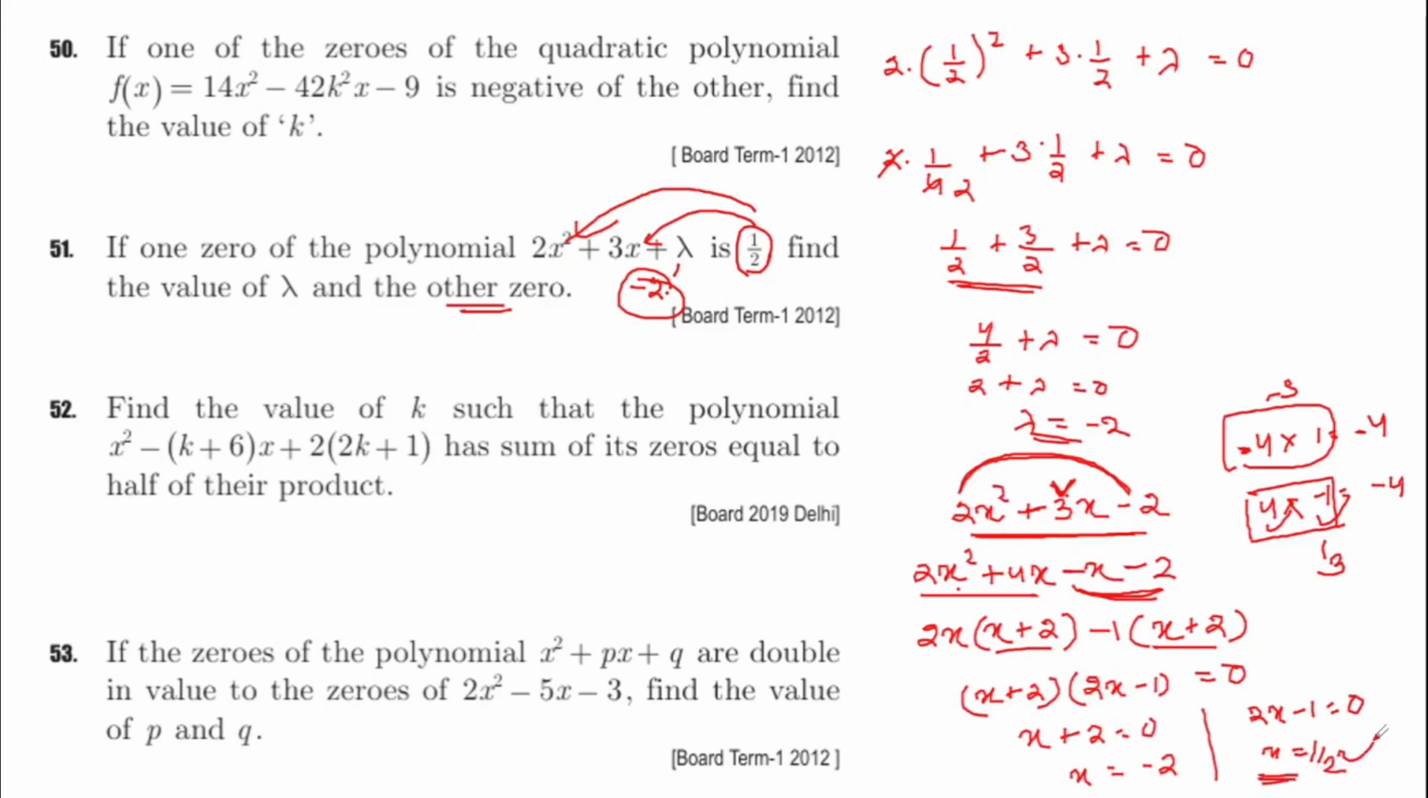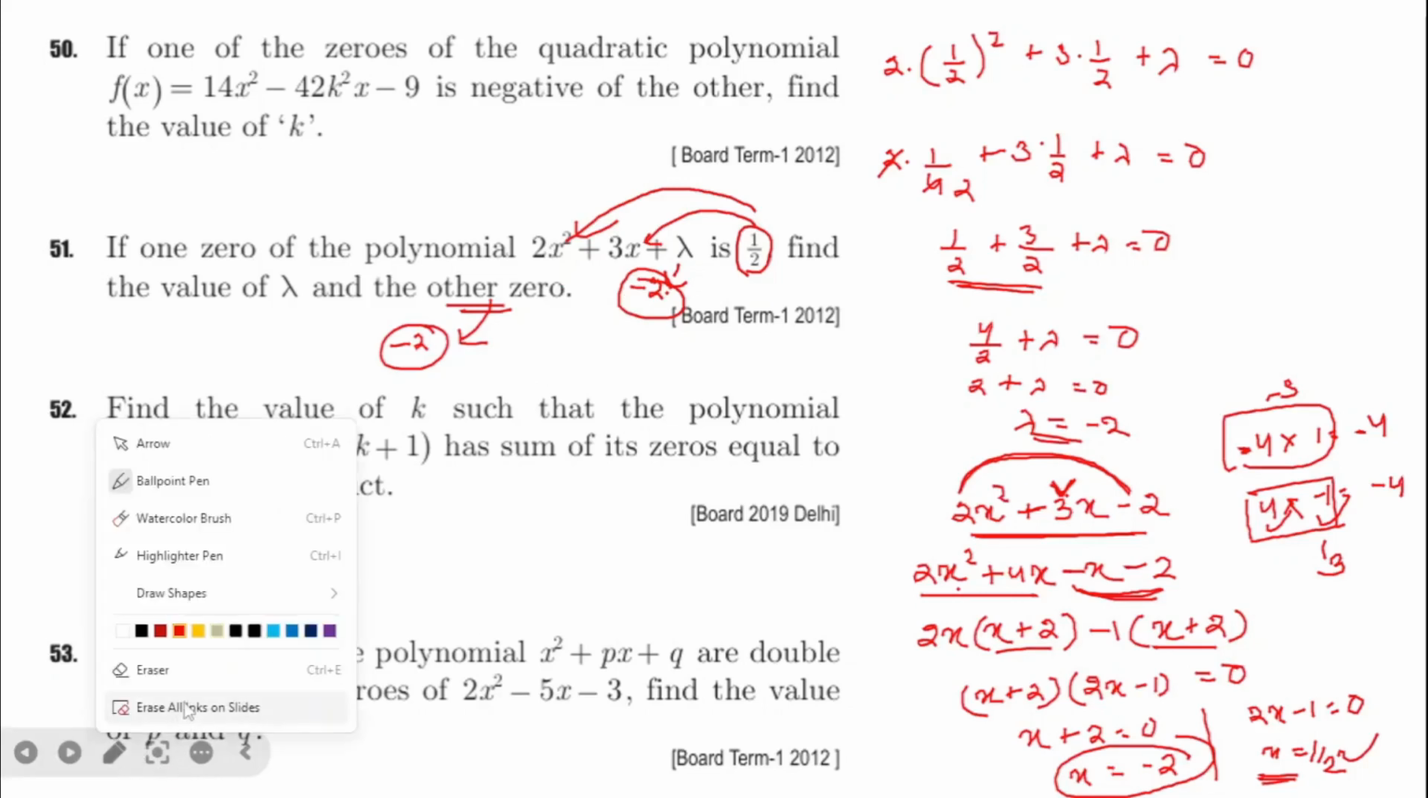Already this value is given to us, so we need to check the second value. So we are left with the second value, that is the value of x is minus 2. So the other zero is minus 2 and the value of lambda is also minus 2. Okay.